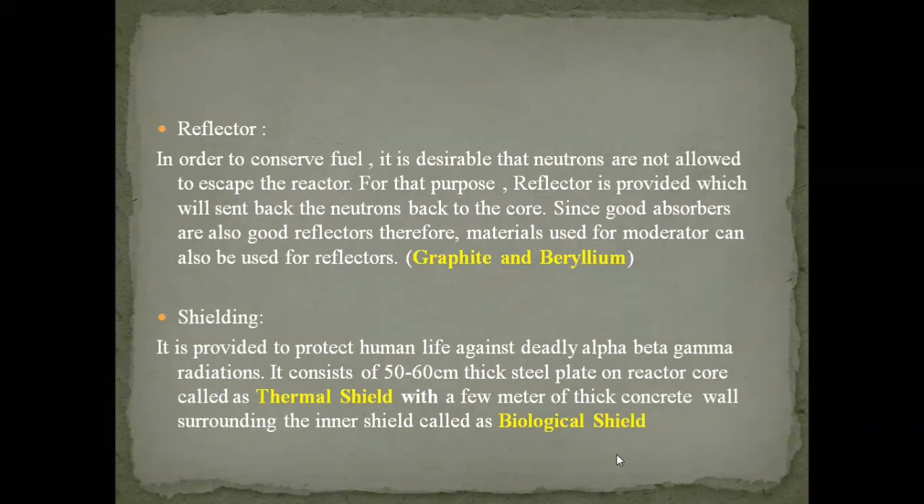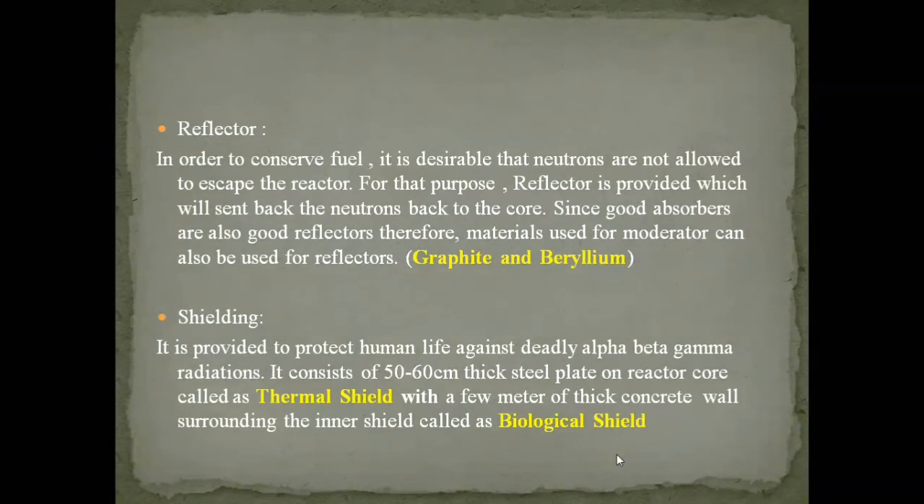Next is the reflector. It is used to conserve the fuel. It is desirable that neutrons are not allowed to escape the reactor. For that purpose, a reflector is provided so that the neutrons remain in the core. As you know, good absorbers are also good reflectors. Therefore, materials used for the moderator can also be used as a reflector. The best ones are graphite and beryllium.